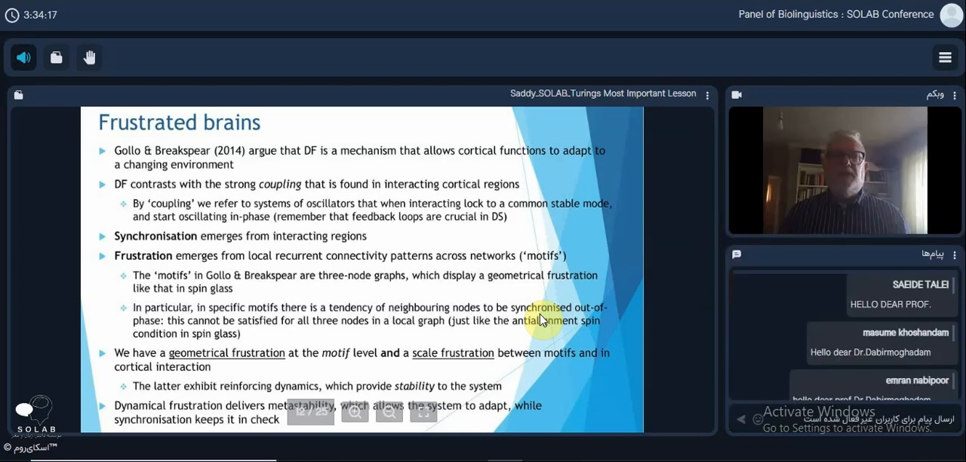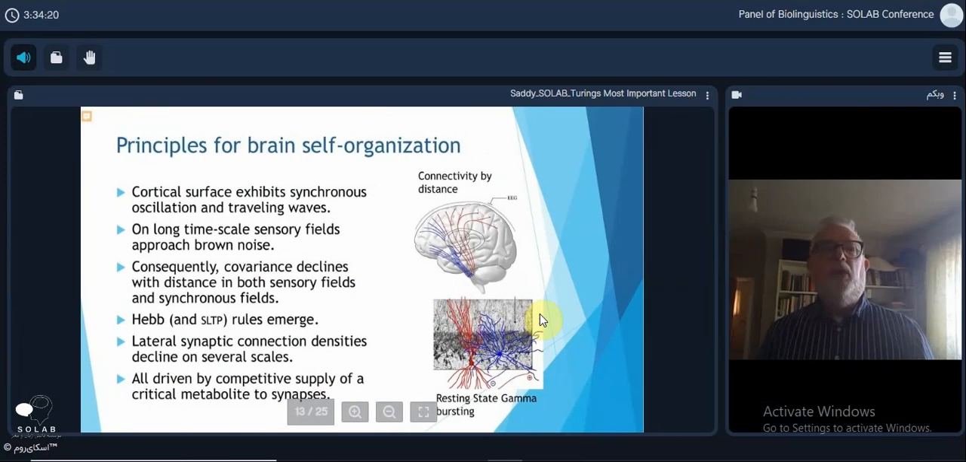We see this in the next slide, where we're looking at these principles for brain self-organization. We've got the wrinkly cortical surface that exhibits synchronous oscillation and traveling waves that move across and through the brain. On a long time scale, we have sensory fields that eventually turn to brown noise, which is a kind of structured noise. Because of that, covariance between these connected areas declines with distance, and sensory fields and synchronous fields start to pull apart.